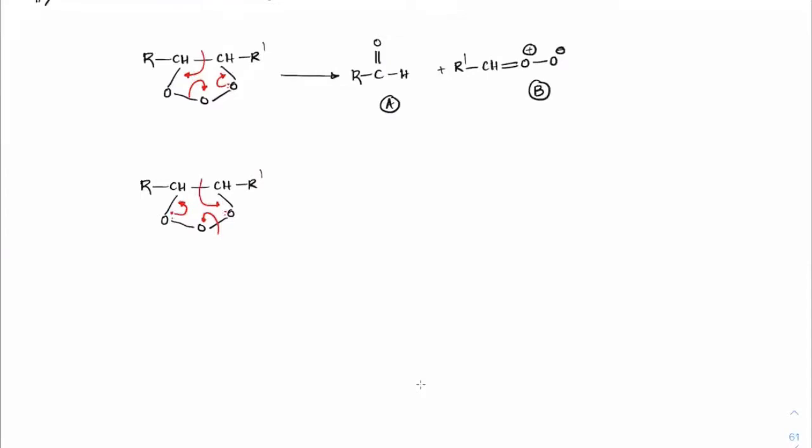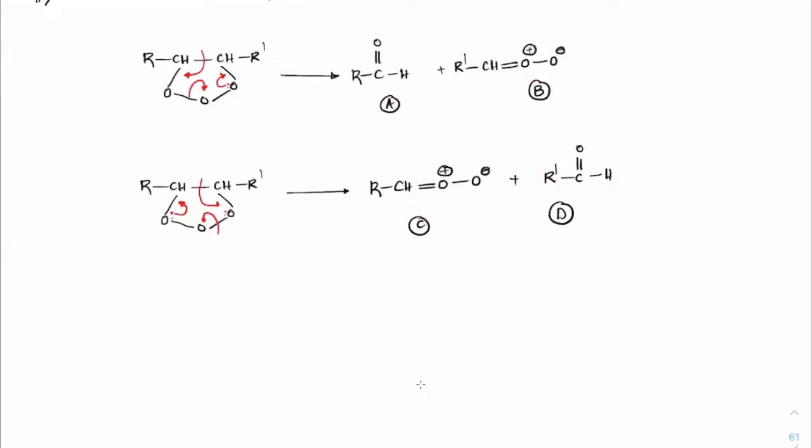Clear? So now what is the product I can get? I will get this as RCH=O+O⁻, the zwitterion which is formed, plus R'C=OH. See, these two are also different compounds. Now the number of ozonoids formed depends upon the combination of these four.